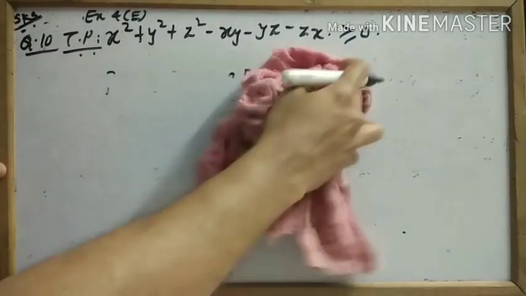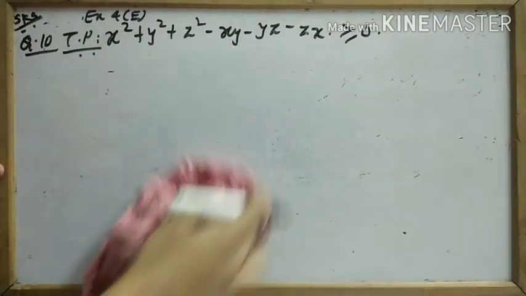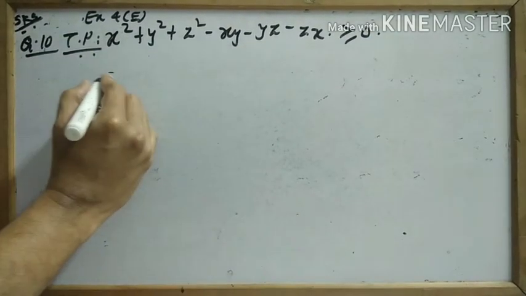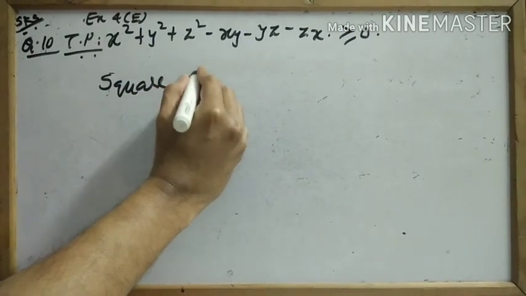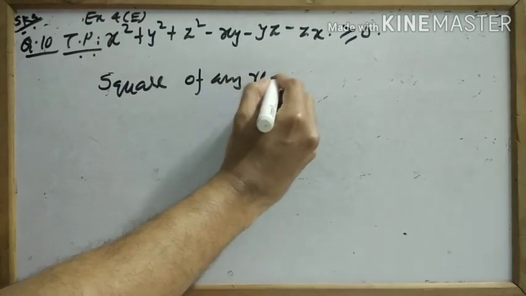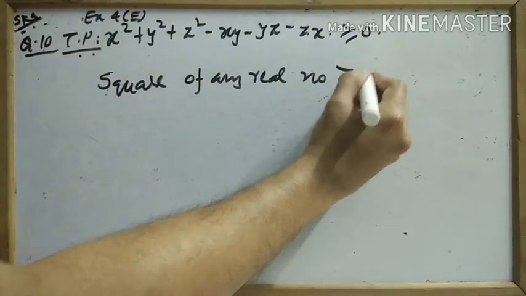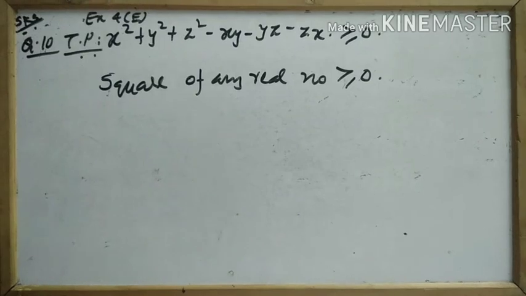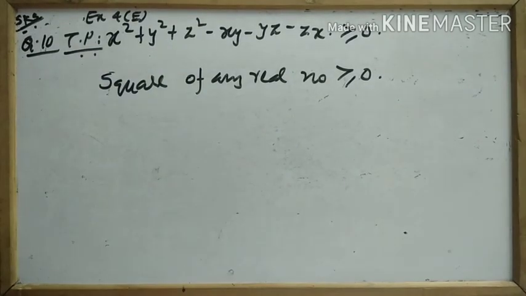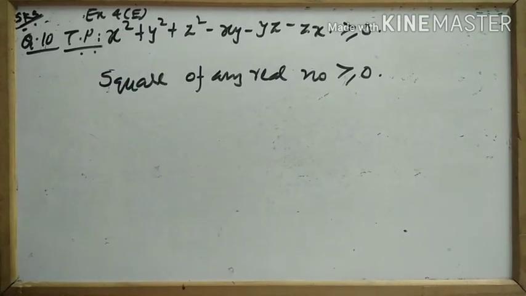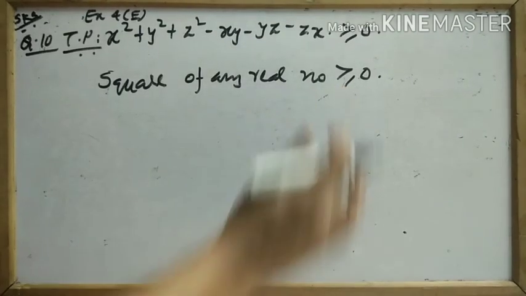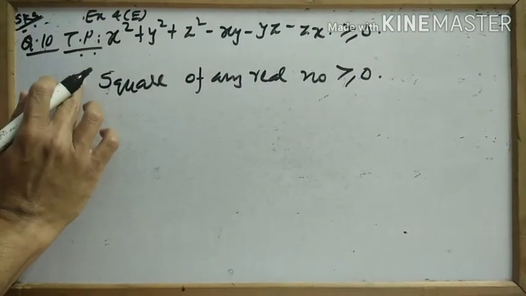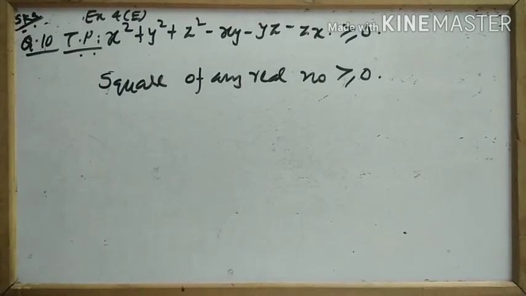And one more thing you have to understand, that the square of any real number, fine, this property you should remember permanently. The square of any real number is either greater than 0 or equal to 0. If that real number is negative, then the square of the negative number will be positive. The square of a positive number is positive. The square of 0 is 0. So the square of any real number is always either greater than 0 or equal to 0. This property you should know before going into the solution of this.